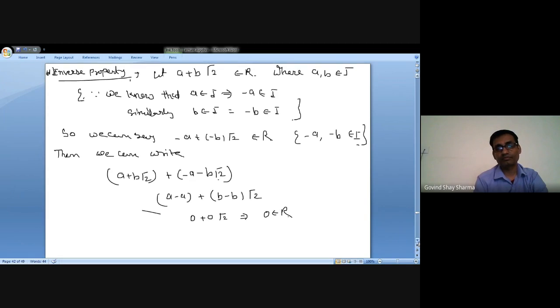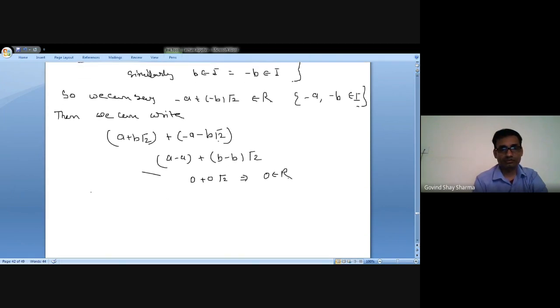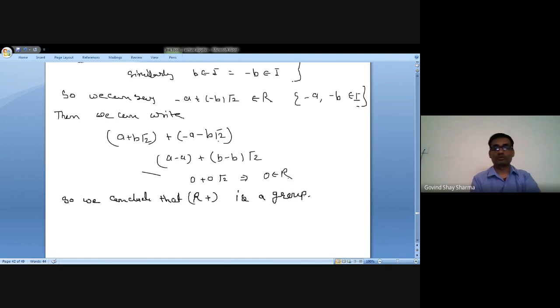So we control that R plus, okay. The first property is satisfied: G plus is a group. This is a major property. Now we show whether it is an abelian group or not.